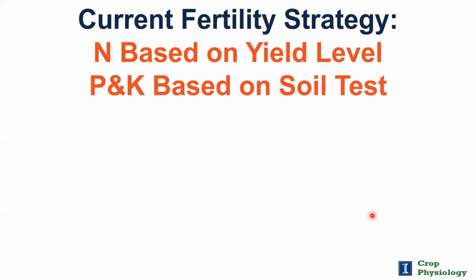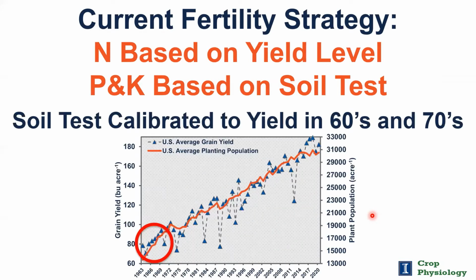We're putting our nitrogen out there based off of what our expected yield level is, and our P&K is based off the soil test. Well, I'm going to go ahead and tell you now, that soil test was calibrated to yield back in the 60s and 70s. You know, we had about a third of the yield that we're producing right now, and about half the plants per acre back then as well. So I don't think the yields and the densities that it was calibrated for in the 60s and 70s is representative of the thresholds that we should be using right now in 2020.